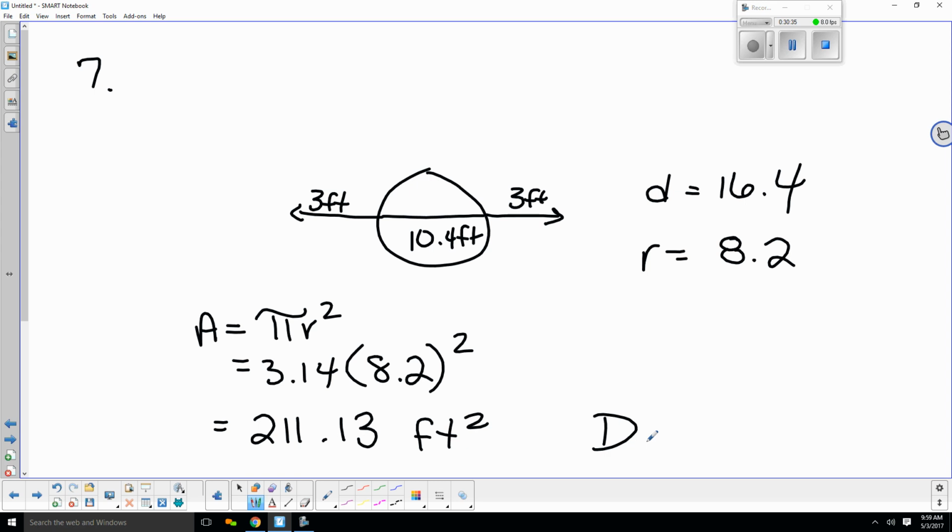Okay, I think the biggest thing would be is just to make sure that you add all of this in for your diameter. Okay, after that, you just plug into your formula, okay? Anybody have a question on 7?